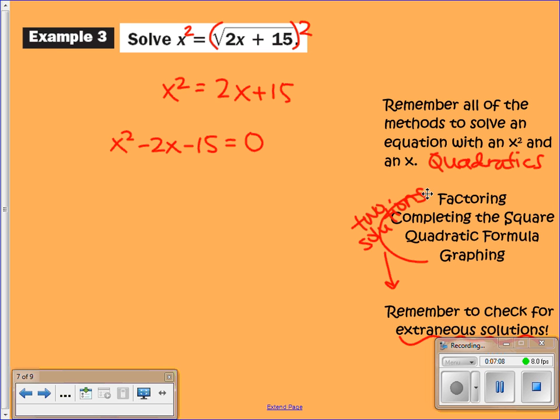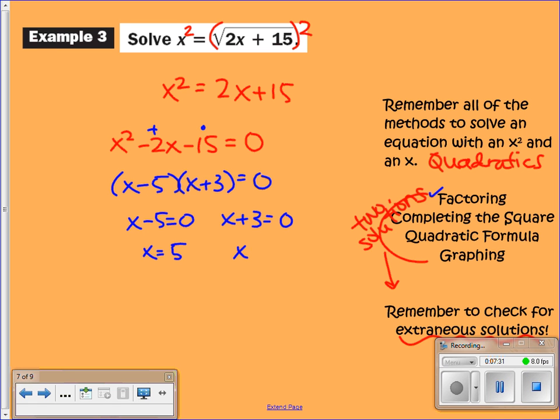Well, I have x squared by itself, and I'm going to try factoring. Can I think of something that multiplies to negative 15 but adds to negative 2? Yeah. X minus 5 and x plus 3. That would multiply to give me negative 15 and add to give me negative 2. That means either x minus 5 equals 0 or x plus 3 equals 0. So my answers are 5 or negative 3. Now, they might both work. Neither of them might work.